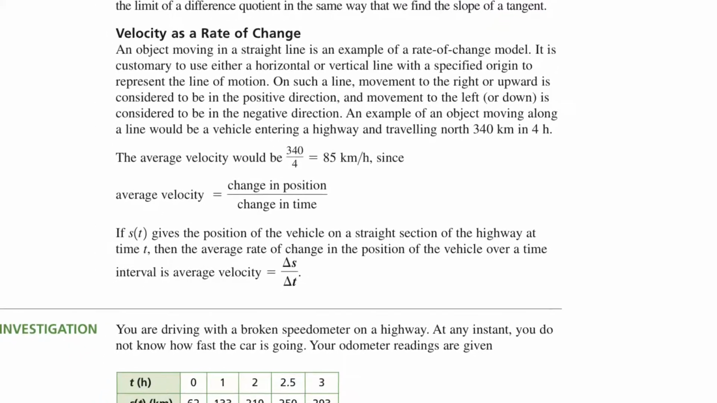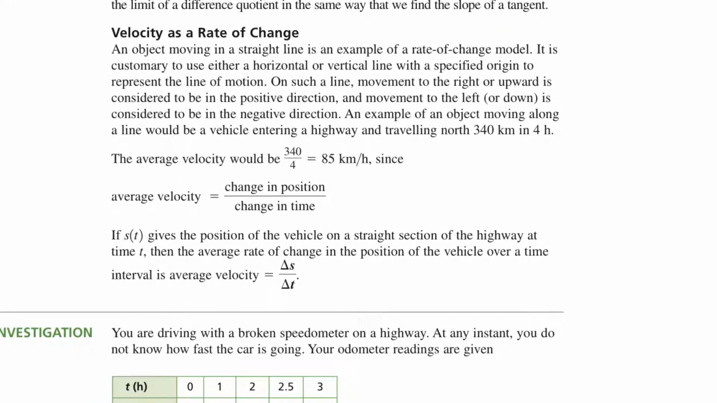After this introduction, let's start with an example. Let's assume an object moving along a line would be a vehicle entering a highway and traveling north 340 kilometers in 4 hours.